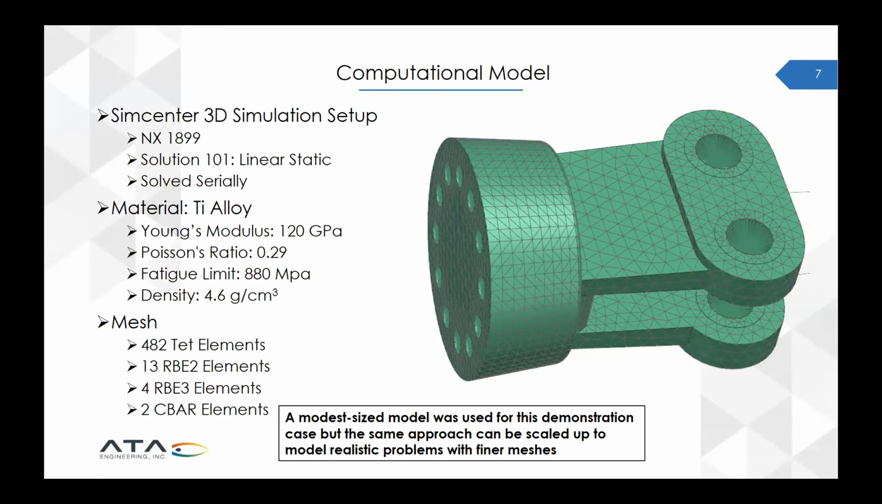So here's our computational model. In Simcenter 3D, we're using NX 1899. We're using solution 101, which is a linear static solution. And in this example, we're just solving this serially. It's a pretty small FEM, so we don't need to run in parallel.